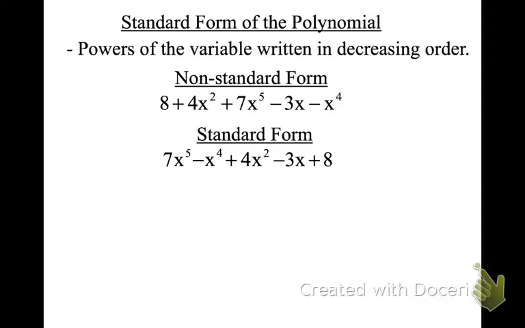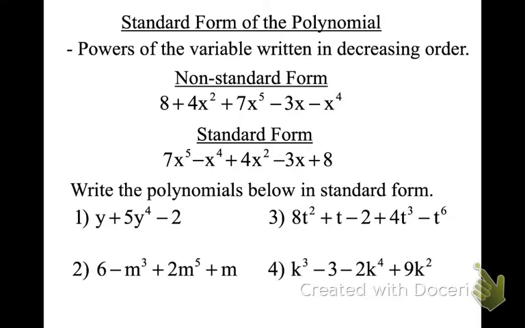It has a positive next to it. We don't write it. And that would be the reason why 8 goes at the end, because if this is x to the 0 power, x to the 0 equals 1. So 8 times 1 is 8, right? And so that's why it goes at the end. Okay? But we don't say it's a coefficient.